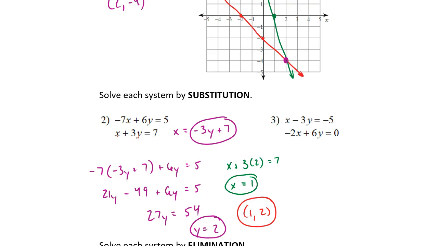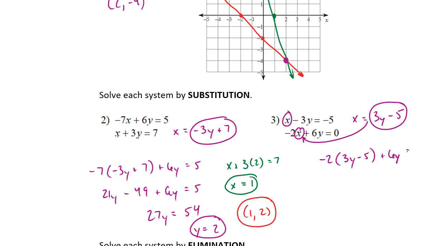So next one, I look at these and I see that x is going to be the easiest to solve for, so I'm going to add 3y to both sides this time. So we'd have x equals a positive 3y minus 5. I'm going to substitute that in for x in the other equation. So I'm going to put that down here. We would have -2 times what we're substituting in for x, 3y minus 5, plus 6y equals 0.